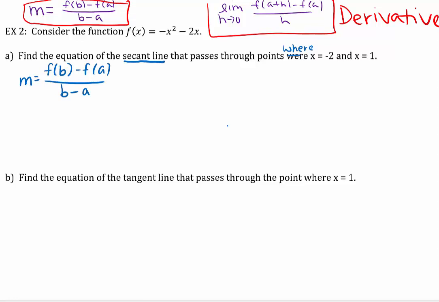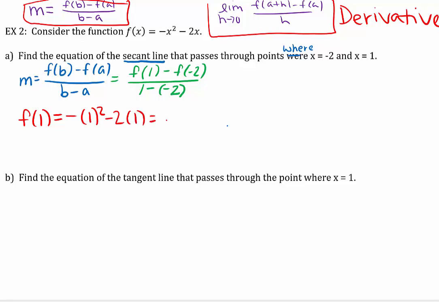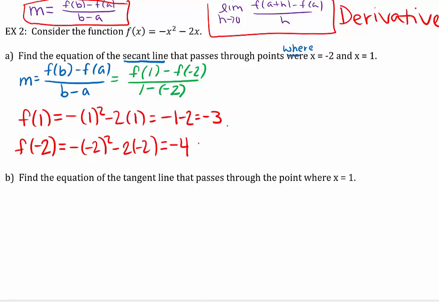So the first thing I'm going to do in this problem is try to compute the slope by taking change in y. I'm going to call that f of 1 minus f of negative 2, divided by my change in x, 1 minus negative 2. Now f of 1, if I plug 1 into the original function, I end up with negative 1 minus 2, or negative 3. And f of negative 2, if I plug negative 2 into that original function, let's see, negative 2 squared is 4, so negative 4, and then that would be a plus 4, that is 0.